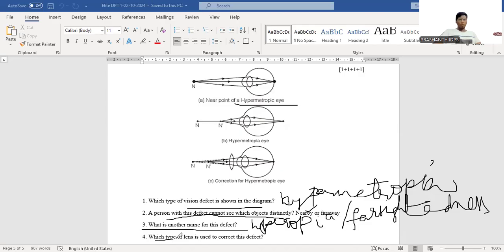Fourth question, which type of lens is used? Answer is given in the diagram itself. Which lens is it? It is biconvex lens. Biconvex lens is convex. Biconvex lens is used to correct the defect. Hope you have understood. This is about the first exam. Let me explain the next exam in the next video.